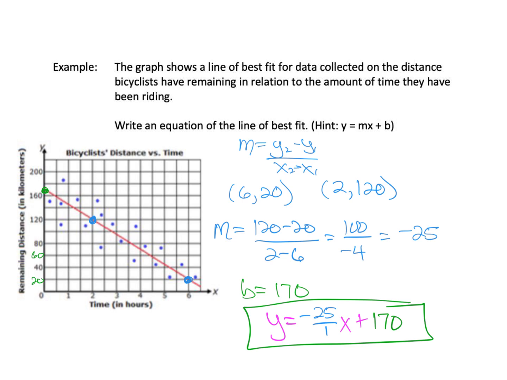So notice how all these lines are going down the hill because that's where the data is. Remember, we can also make lines that go up the hill, but these are our lines of best fit.